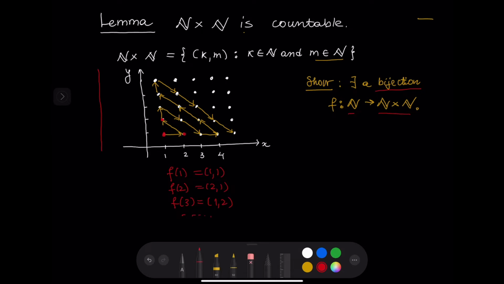These arrows tell us the order in which we should visit the points in N cross N, and this is how we can define the function f from N to N cross N. We are not going to prove that this function is a bijection. You can take my word for it that this function is a bijection. So since we can construct a bijection of this kind, the set N cross N is countable.